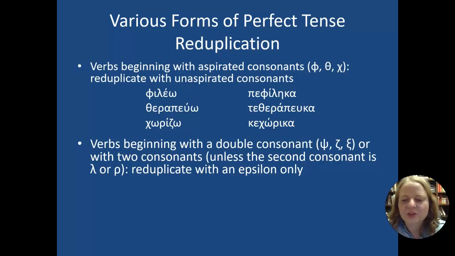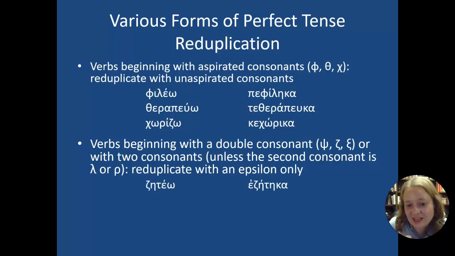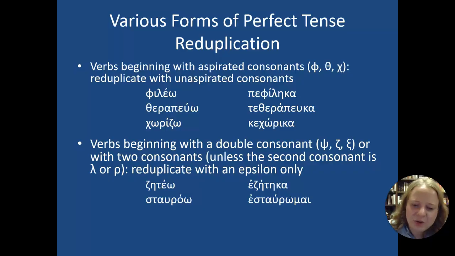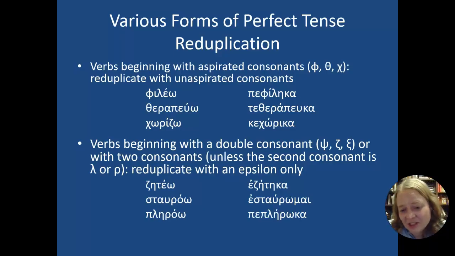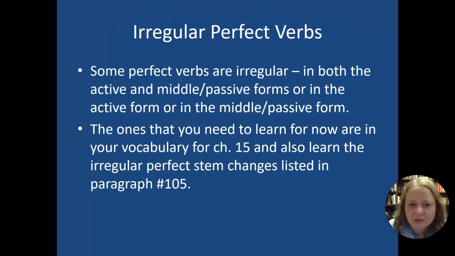Another thing that happens, and these are all technically regular things, I'm just trying to make you aware of them, is that verbs that have a double consonant, so psi, or zeta, or xi, all reduplicate with something that is easier to say as well. And so, like, zeteo becomes ezeteka. The ka is what's going to immediately tell me I'm in the perfect. Stauroo, estauromai. Again, it's not going to fully reduplicate. Plerao has a full reduplication here, so some of them do, but oftentimes it won't.